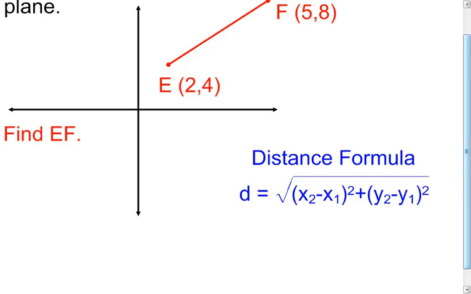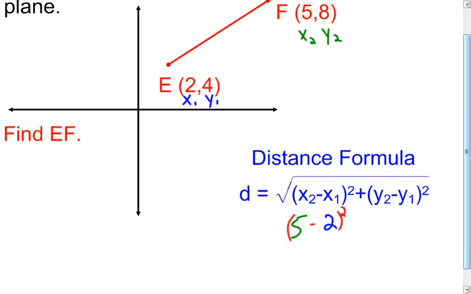Now notice it has these x2s and x1s and y2s and y1s. All that's saying is we have two different points. Maybe this one's point 2, F. So this is my x2 and this is my y2. Well, then I have my other point, call it point 1, then this would be x1 and y1. So now it's just a matter of taking our numbers, putting them into this formula, and we'll have it. So x2, well, that's 5. x1 is 2.